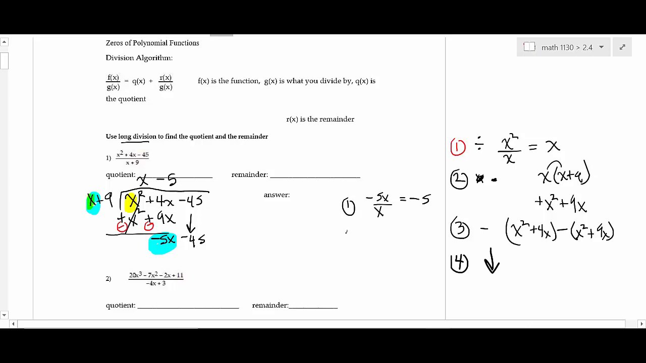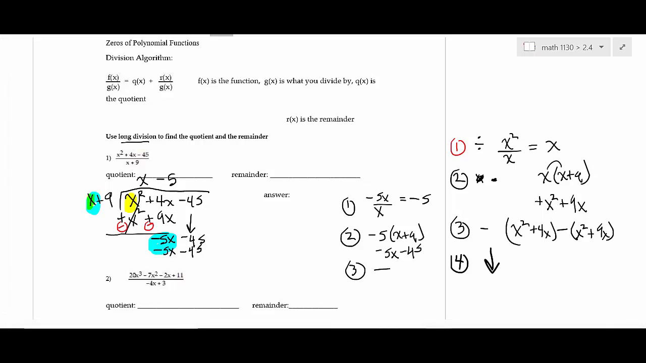Step 2, multiply. Negative 5 times x plus 9. Do that in your head. When you do that, you're going to have negative 5x minus 45. So just record that like that. Step 3, you're going to subtract. What's going to happen if you subtract on this one? You're not going to get anything. Everything's going to cancel out. You can do it this way if you want to: change that to plus, change that to plus. That would cancel and leave you 0. So that would be the process.